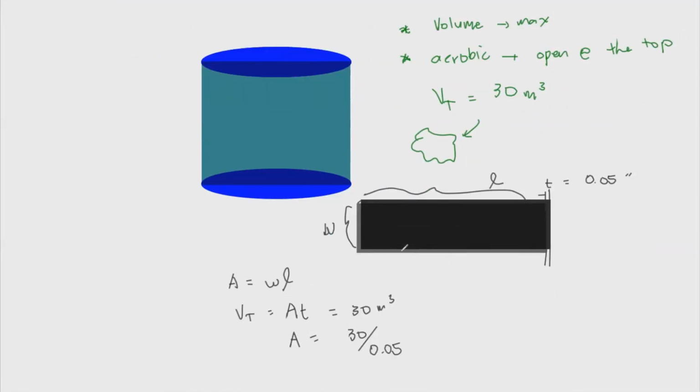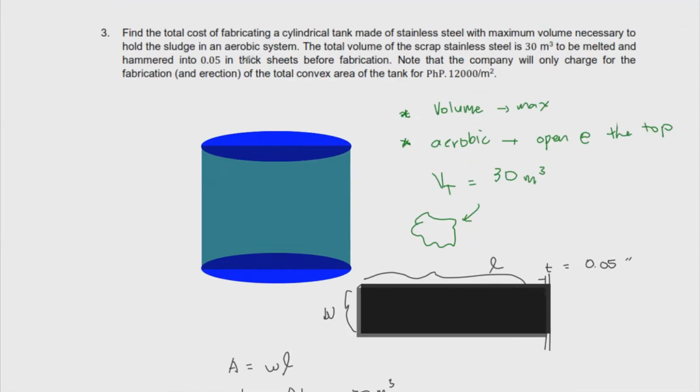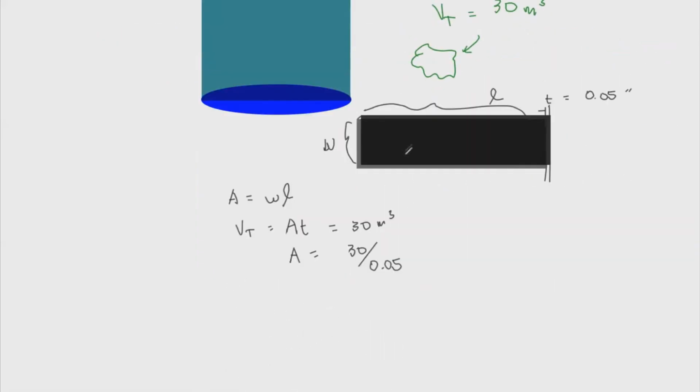But before doing that, we know that this is in cubic meters and this one is in inches. So we need to convert that before we perform any operation. With this, the area is equal to 30 cubic meters. I'll be adding the units so that you can see it.